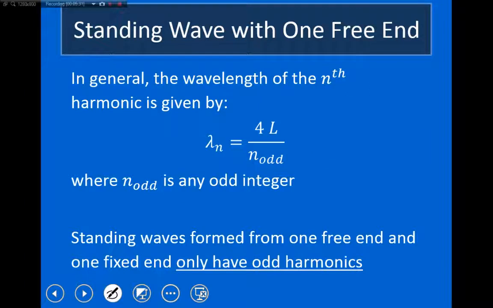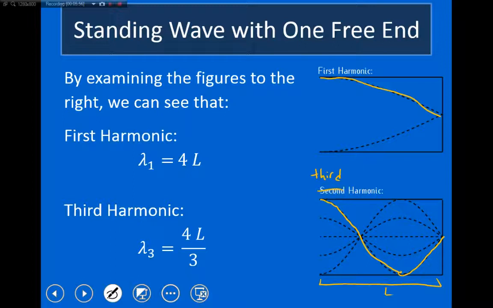In general, the wavelength of the nth harmonic for a wave where one end is free and the other end is fixed is given by this formula here: 4 times the length divided by the order of the harmonic. I have this subscript odd here because the standing waves, when you have one end free and the other end fixed, only exist for odd-ordered harmonics. So that's why this had to be a 3. You have a first harmonic, then it skips over the second, and you have a third harmonic, and the next one is the fifth harmonic. Okay?